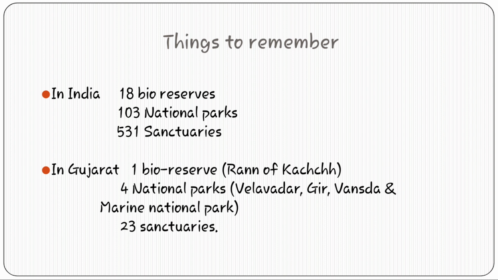103 national parks and 531 sanctuaries. Now come to Gujarat. Here we are having one bioreserve zone, that is our Ran of Kutch. We are having 4 national parks, that is the Velavadar National Park, the Gir National Park, Vansda National Park and the Marine National Park. At the same time we are having 23 sanctuaries in Gujarat.